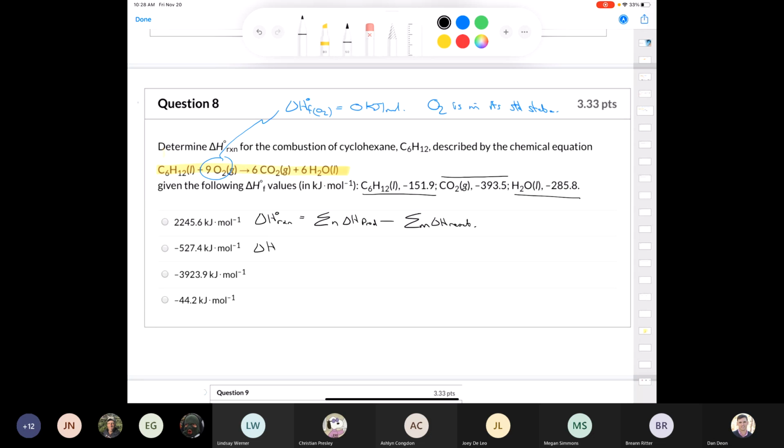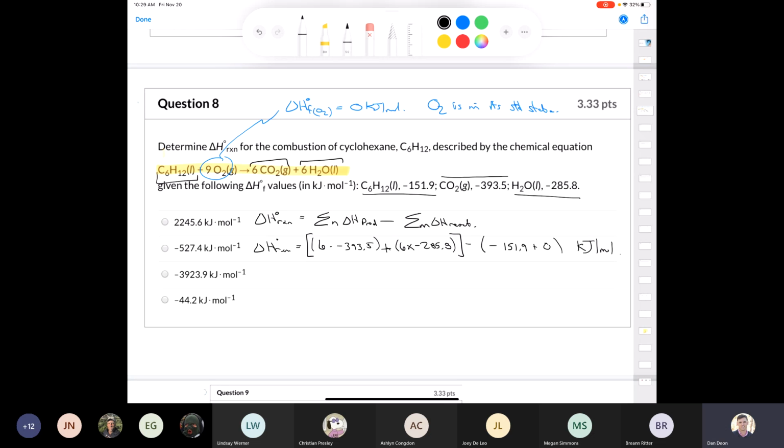Let's plug in some numbers. The delta H of our reaction will be equal to 6 times the heat of formation of CO2 plus 6 times the heat of formation of water subtract the 1 mole, the heat of formation for 1 mole of cyclohexane. Subtract negative 151.9. And then I'm going to add 0 to that because oxygen has no heat of formation. And I'll put all of this in kilojoules per mole. I left them out just to kind of save myself some time.